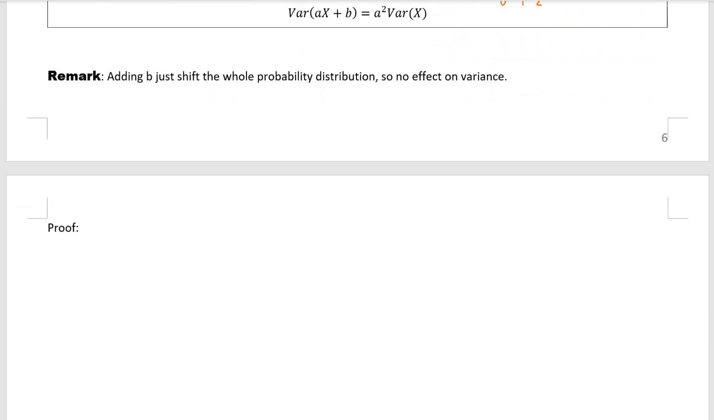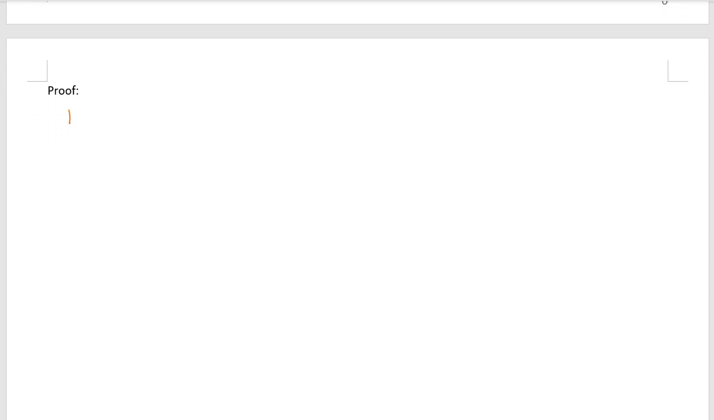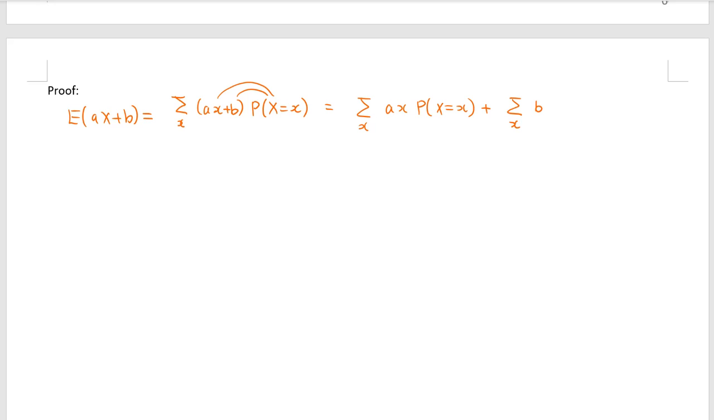Okay, so let's prove this formula. First of all, E of ax plus b. So that is the sum over x of ax plus b times the probability that X equals x. Alright, so we can distribute, right? So it's the sum of ax times p of x plus the sum of b times p of x. And then now, because a is a constant, we can move the a outside of the sum. B is a constant, we can move it outside of the sum.